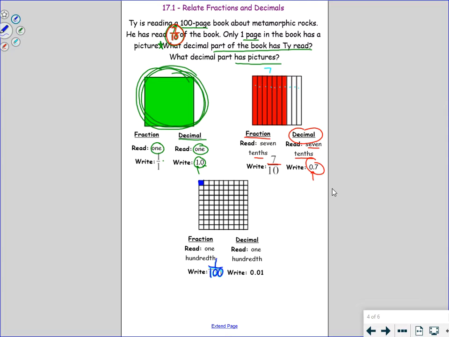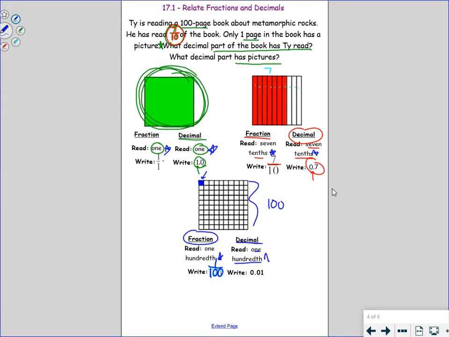1 out of 100, okay? As a fraction, you would say 1/100th, or 1 over 100, because there is 1 that is shaded in out of 100. As a decimal, you read it the same way, 1/100th. That's the connection we're trying to make here. All of these are read the same way.